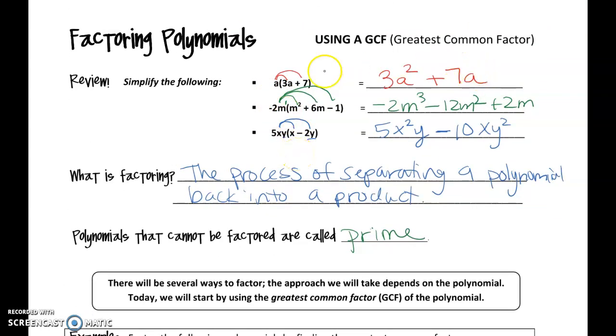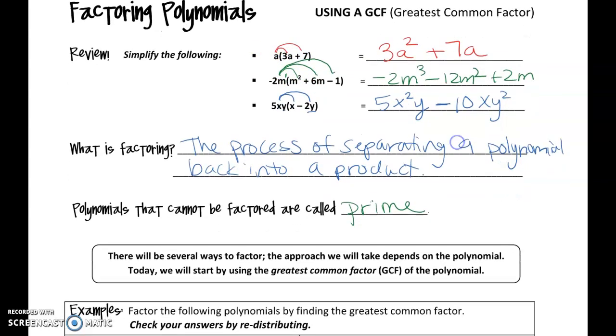So instead of distributing like we did up here, we're going to be starting with something like this, 3a squared plus 7a. We're going to be finding what they have in common, like they both have an a in common. So I could factor out an a, and I would actually be getting this right here. So we're going to be doing the opposite.